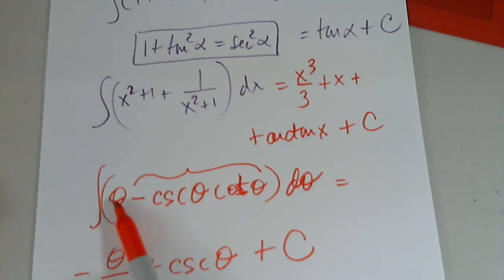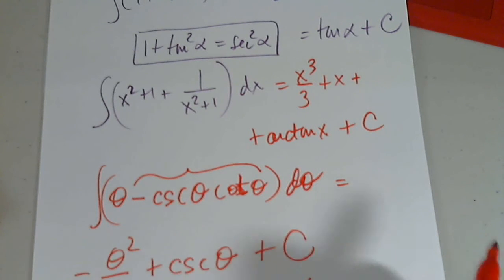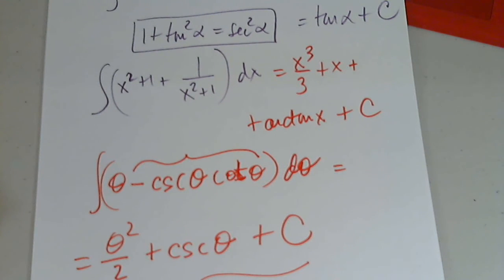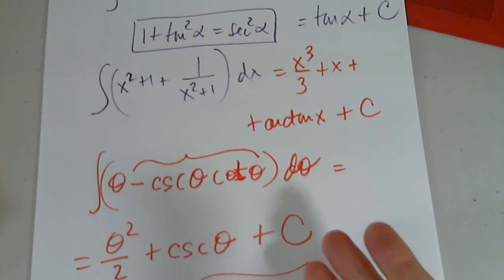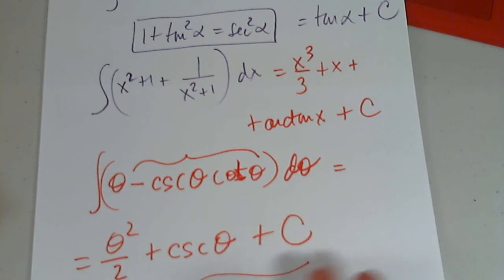When I differentiate this, I get theta. When I differentiate cosecant, I get negative cosecant cotangent. When I differentiate c, I get 0. So this is the most general antiderivative, which is basically a family of functions. There are infinitely many functions because c can be anything from negative infinity to infinity. So therefore, we can create infinitely many functions.